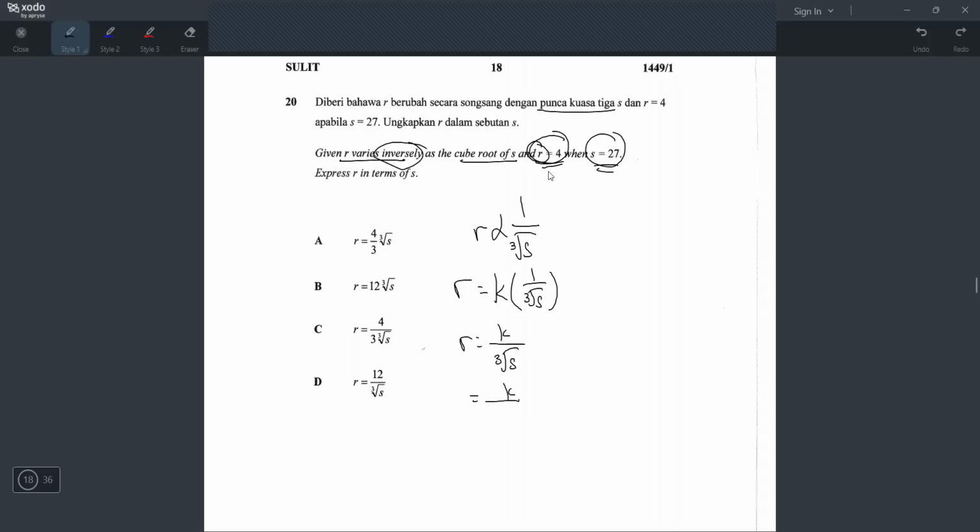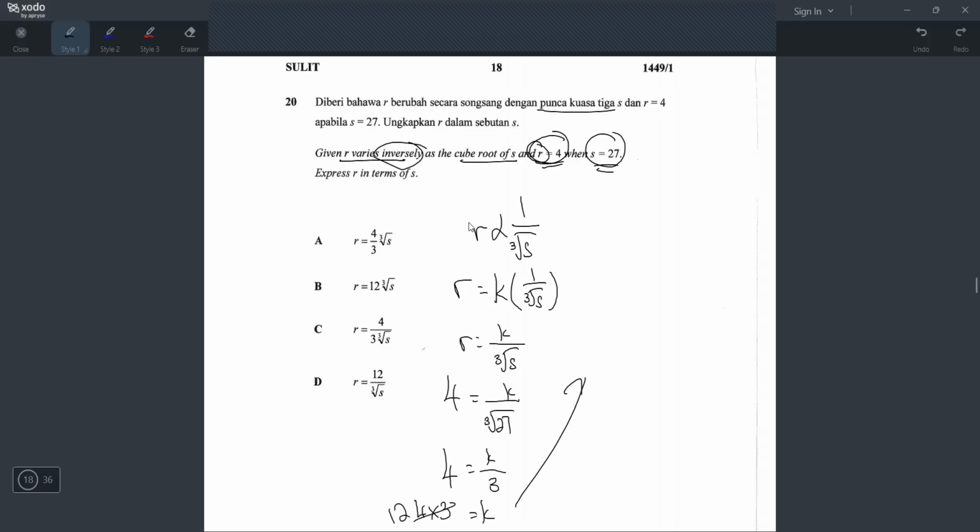That's why in the beginning, I asked you why they give you this, right? And I told you it's to find K. So R is 4, and then S is 27. But don't forget the cube root. It's cube root 27. You can press the calculator. Cube root 27 will give you 3, and K will be 4 times 3, which is 12.